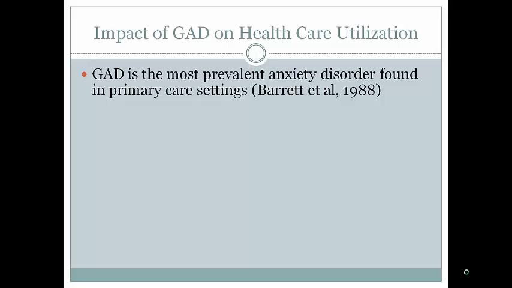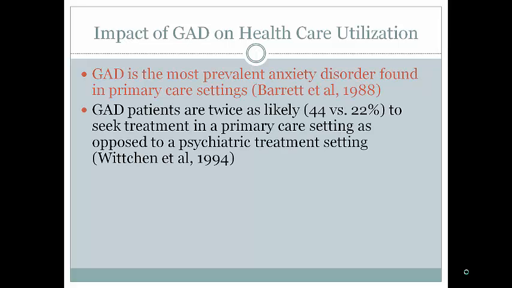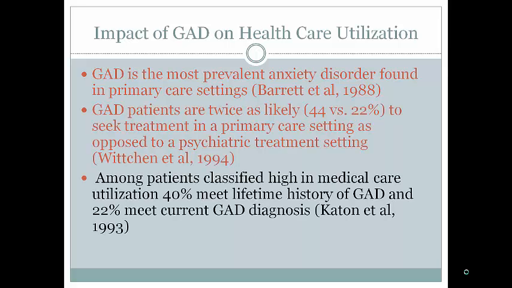But the impact of GAD on healthcare utilization: it's the most prevalent anxiety disorder found in primary care settings. GAD patients are twice as likely to seek treatment in primary care as opposed to psychiatric treatment, because people tend not to see being stressed out or worried as a psychiatric condition, but rather as a condition of daily living these days. And among patients classified high in medical care utilization, 40% meet lifetime history of GAD and 22% meet current GAD diagnosis. So many people who go to the doctor a lot, seeking medical treatment, do have these worries.